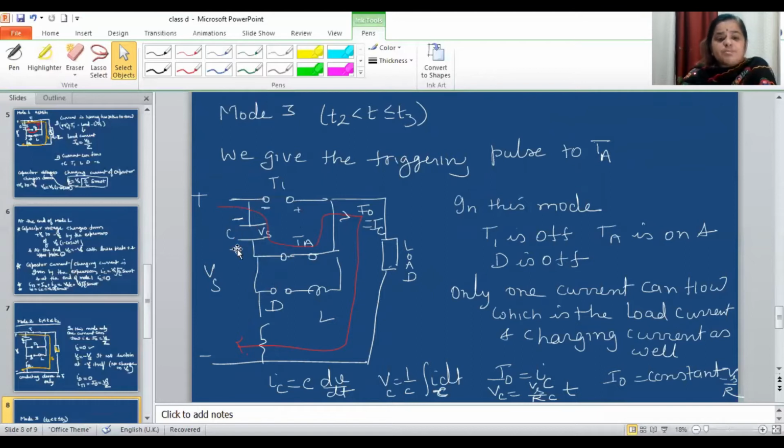And we know there is a property of a capacitor that the voltage across a capacitor cannot change abruptly. That means this capacitor voltage through this TA short circuit is able to appear across T1 in a reverse bias condition for a sufficient duration.